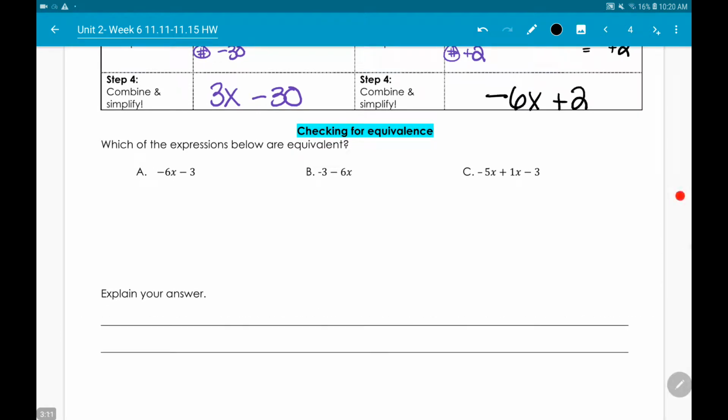All right, and then one of the other things we focused on a lot is finding equivalent expressions. So I can do that to either check my answers or just see if something is equal. And I find equivalent expressions by evaluating. And evaluating means plugging in for a variable.